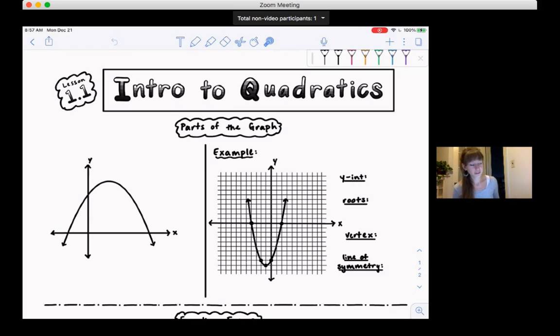So this is our first lesson of Unit 1. Unit 1 is on quadratic functions, and this first lesson is just going to be introducing quadratic functions. So we're going to look at parts of the graph and then forms of their equations. Okay, so the graph of a quadratic is called a parabola.